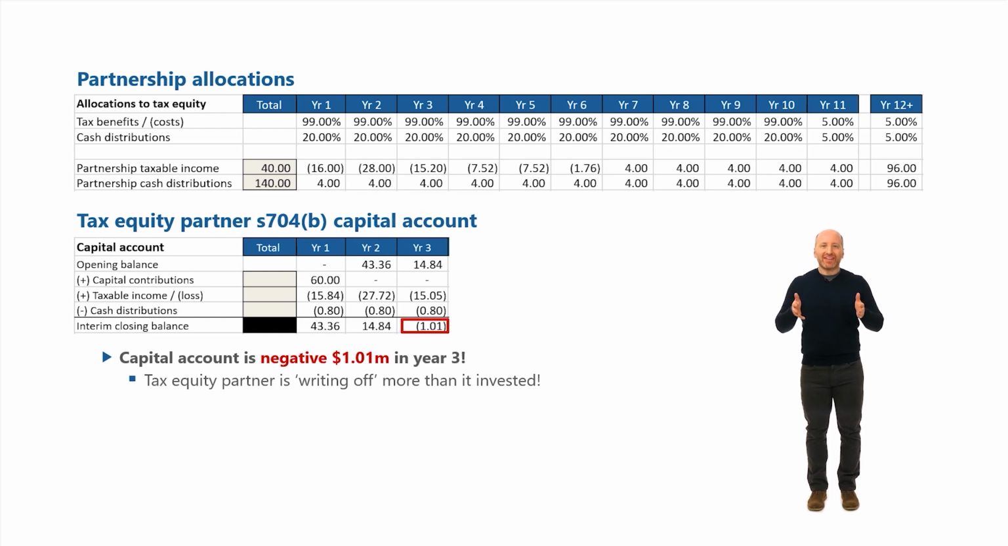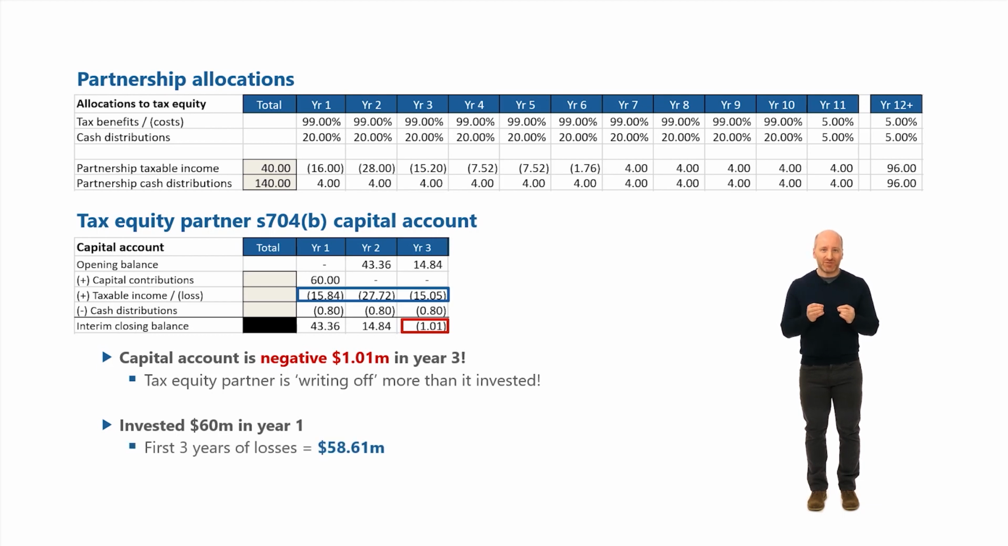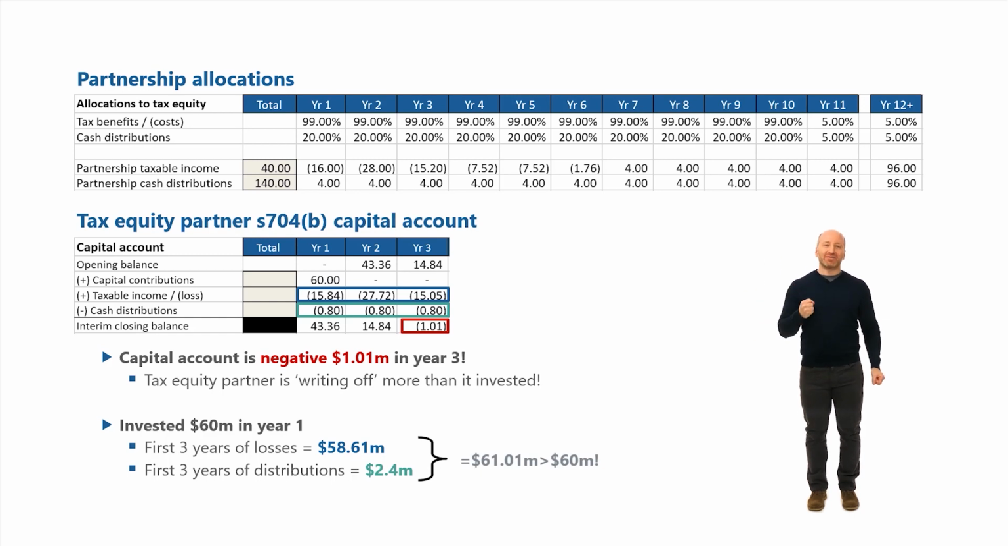By the end of year 3, losses have totaled $59.2 million, of which the tax equity partner has taken 99%, or $58.61 million. And distributions have totaled $12 million in this same time period, and the tax equity partner took out 20% of this, or $2.4 million. So the tax equity investor put 60% of the capital in and took out 99% of the largest benefit. So of course their account is going to go negative.